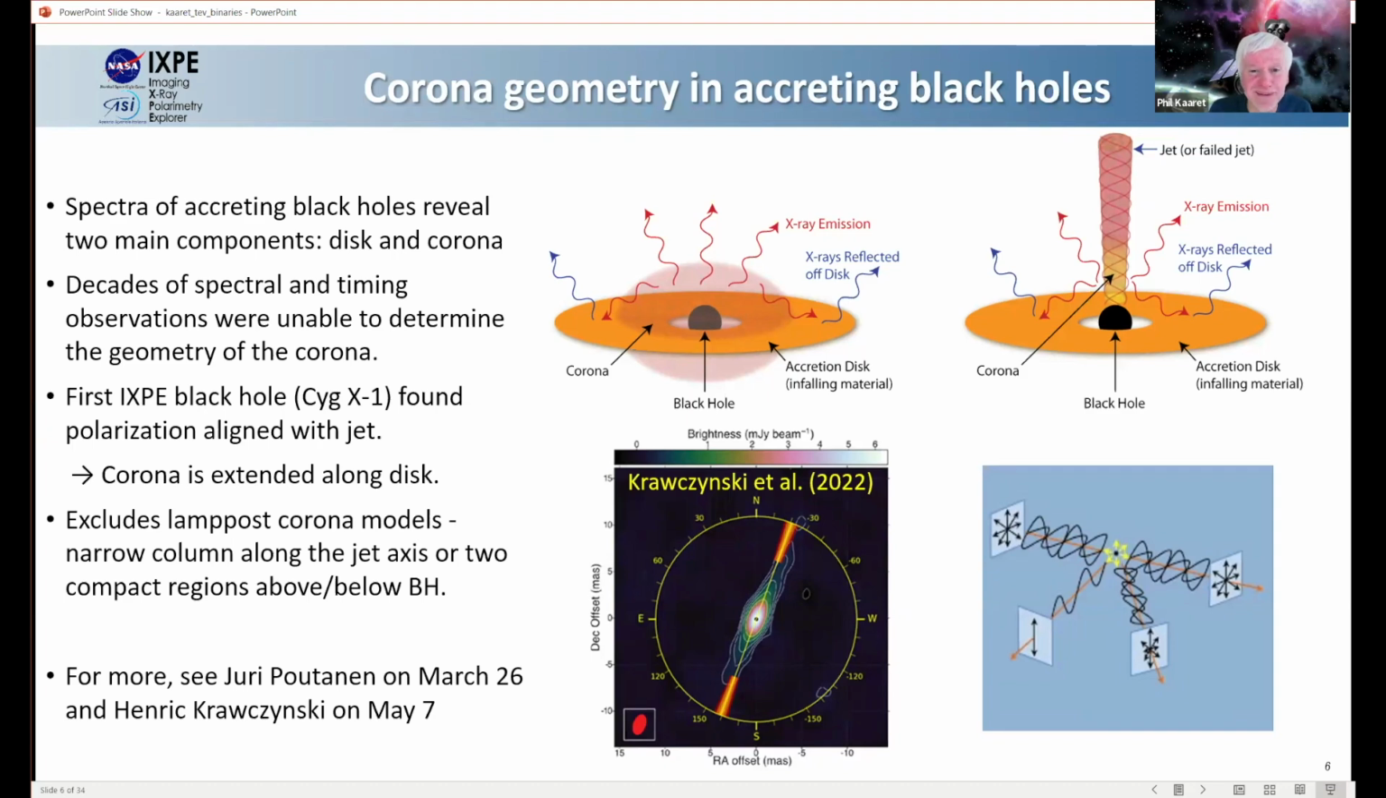I mean, science really progresses by falsifying models, and IXPE pretty effectively falsifies this model for the geometry of the corona in favor of the model towards the center of the page, where the corona is extended along the accretion disk. And again, for more details, I see that Yuri Putinen is going to speak in March, and then Henrik will speak in May on the results of these sources.